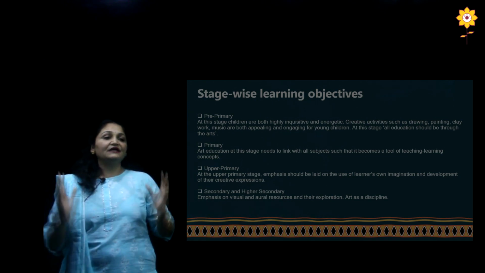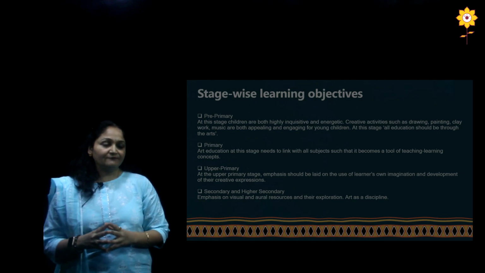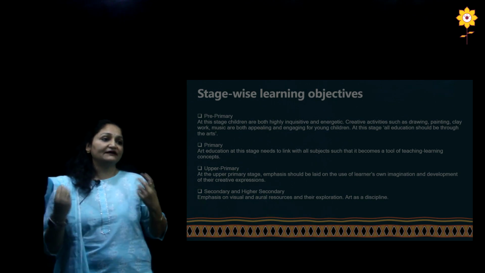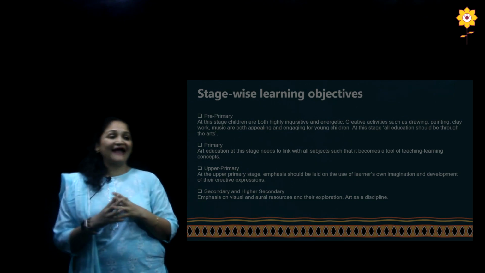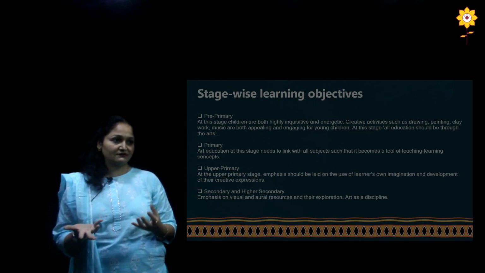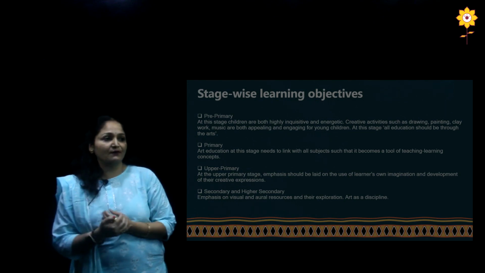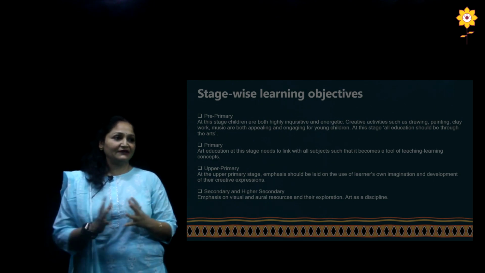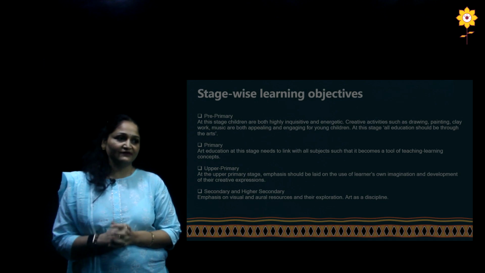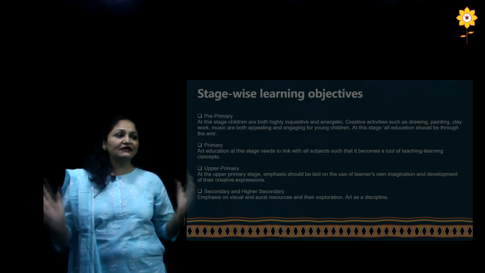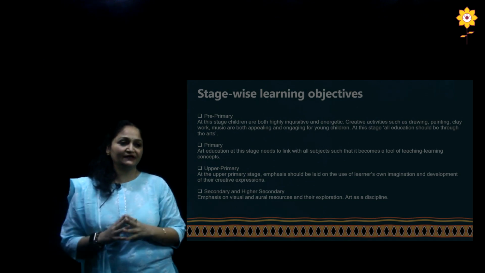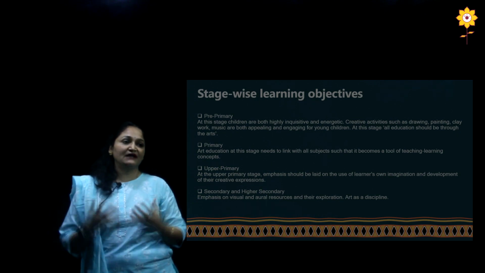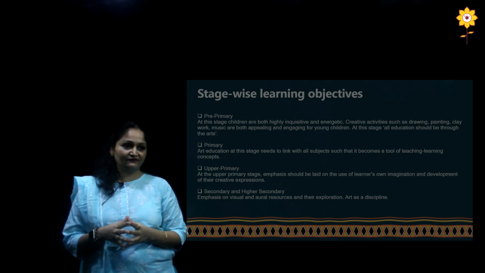At this stage, the main objective of art integrated learning is to enhance their five senses, as it is both an inquisitive and energetic stage. So creative activities such as drama, drawing, painting, clay work and music are appealing and engaging for young children. At this stage, all education should be through the medium of arts, and the children should actively participate in all the art related activities.